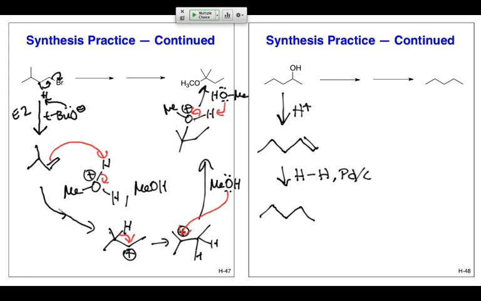So any questions? Yes. Isaac has another. The acid, when it goes on to the OH, is there a hydride shift?